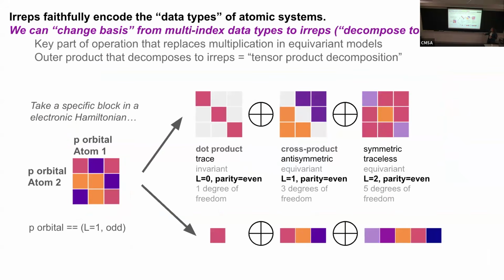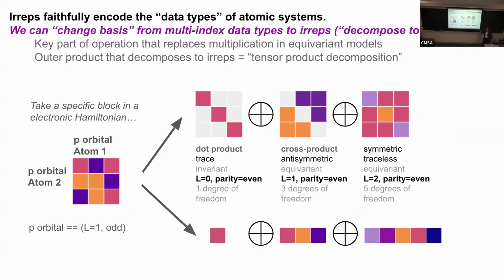Okay, so let's go to a p orbital and a p orbital interaction. p orbitals are basically the same thing as vectors. So if I have a vector-vector interaction, all the different ways that a 3D vector and a 3D vector can interact creates a 3x3 matrix. Now, how do we map that onto these irreducible representations? Well, it actually breaks apart in the following way.